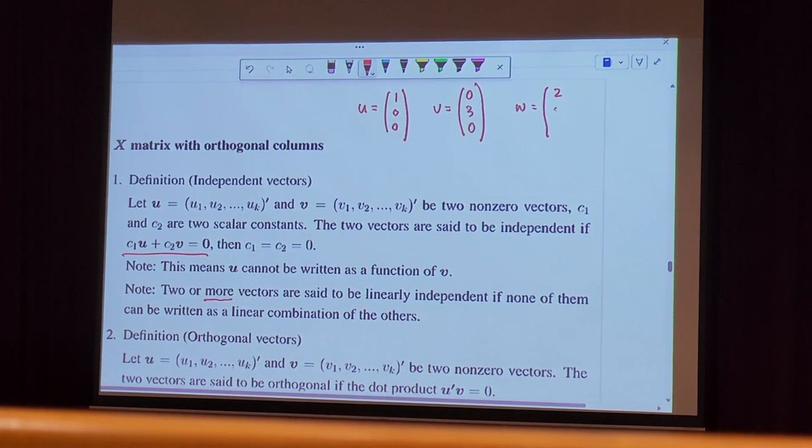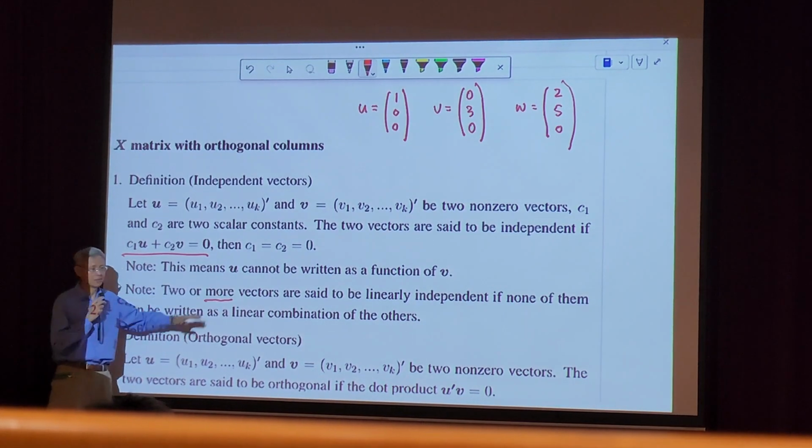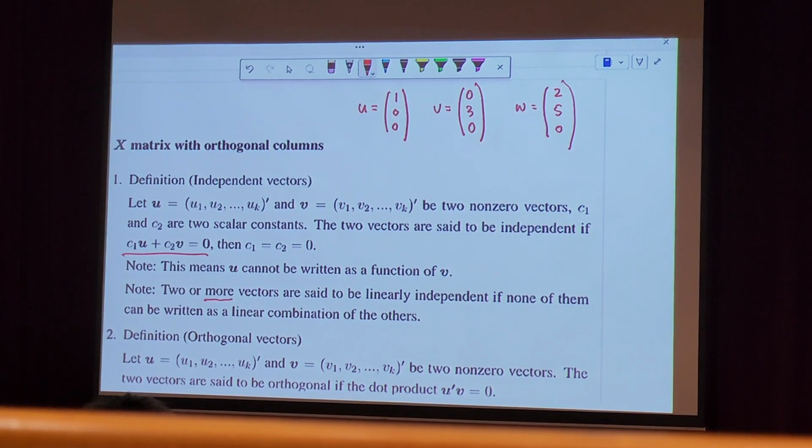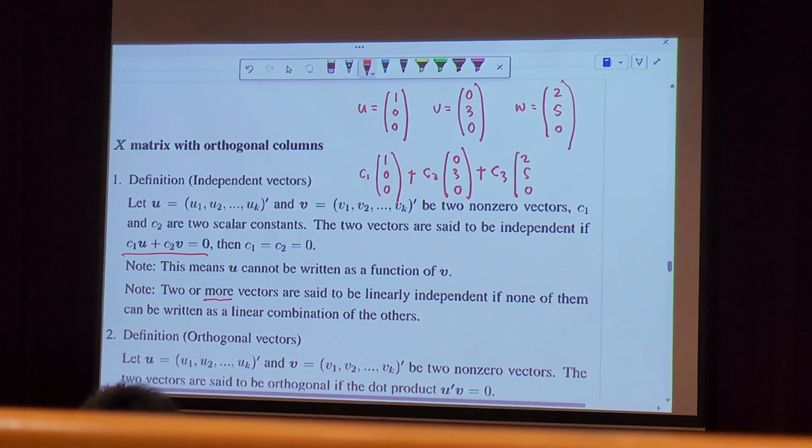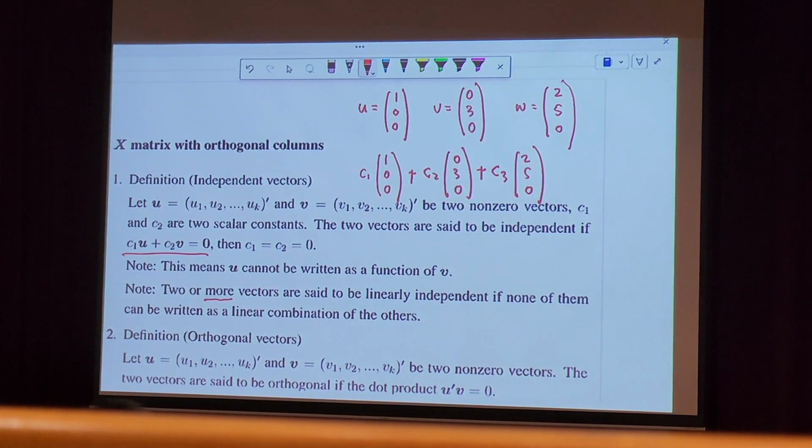2, 5, 0. Are these three vectors linearly independent? So I'm talking about more than two vectors now. Are they linearly independent? You can try this: C1 times (1, 0, 0) plus C2 times (0, 3, 0) plus C3 times (2, 5, 0). We already know that V and U are linearly independent, but are these three linearly independent or not?